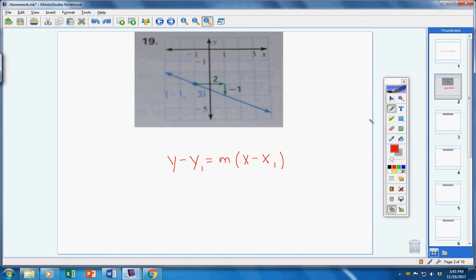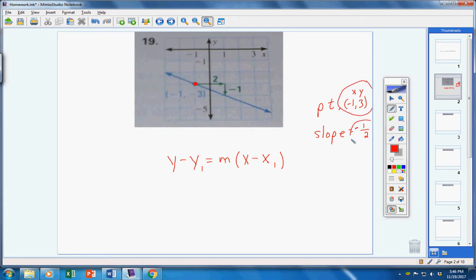And here we go. In order to use this model, you have to have a point and you have to have the slope, okay? Well, the point that lies on this blue line is obviously (-1, -3), okay? So there's your x, here's your y. Now the slope is rise over run. Here's your rise, here's your run, okay? So 1 over 2. Now, from left to right, the line is sloping downward, so we know our slope is negative.